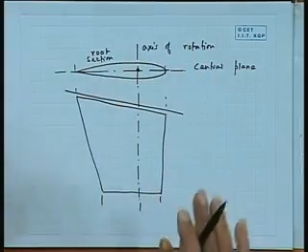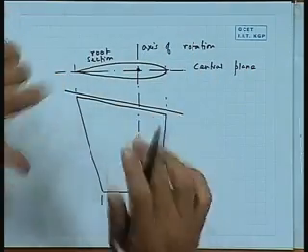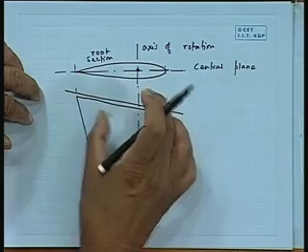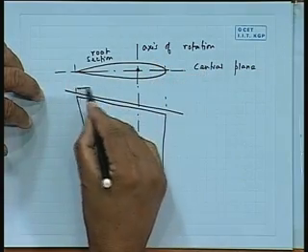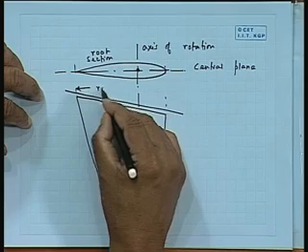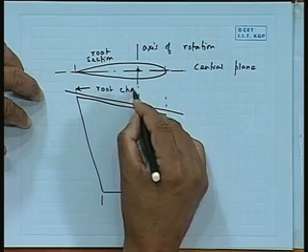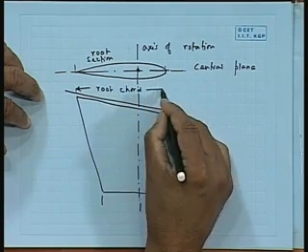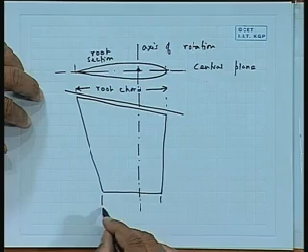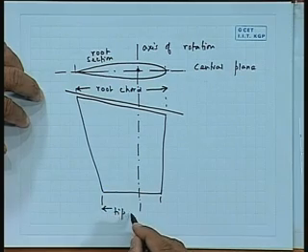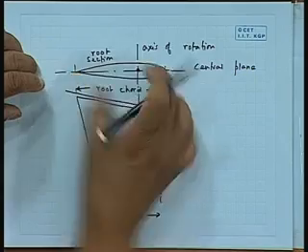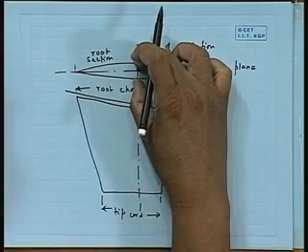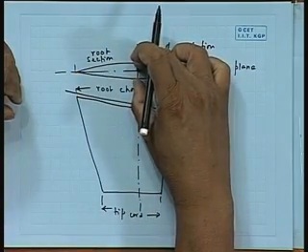So maybe let me not go into that. This is tip, this is root, etc. So for a rudder, typically this length is what is known as chord length. So this is the root chord, and this is the tip chord. This distance is called chord. This distance is called thickness. Where the maximum thickness occurs, you call it maximum thickness.